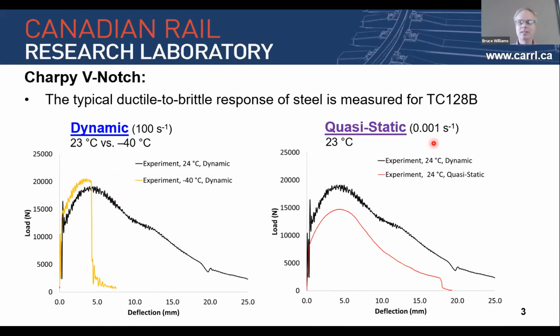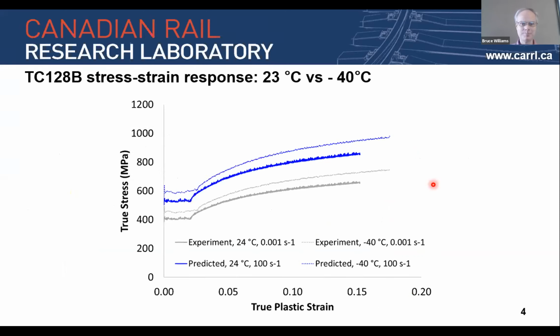The image on the right is at the quasi-static rates, very slow strain rates, and we compare dynamic and quasi-static, and what we can see is that there's a difference in the energy absorption between the two strain rates. And so we would want to be able to capture this in our material model.